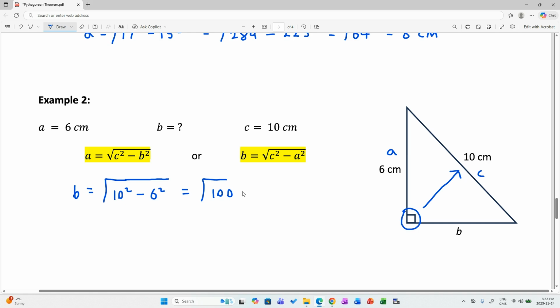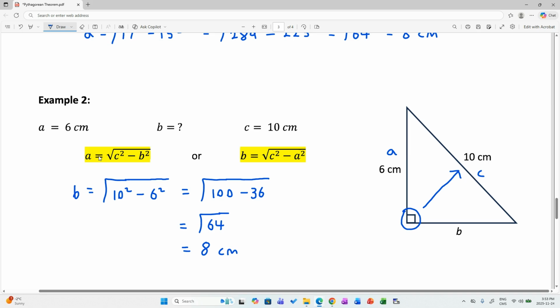6 squared is 6 times 6, so that's going to be 36. So I have 100 minus 36. And 100 minus 36 is going to be 64. So in this case, the square root of 64 is simply going to be 8. So my final answer for B is 8 centimeters.